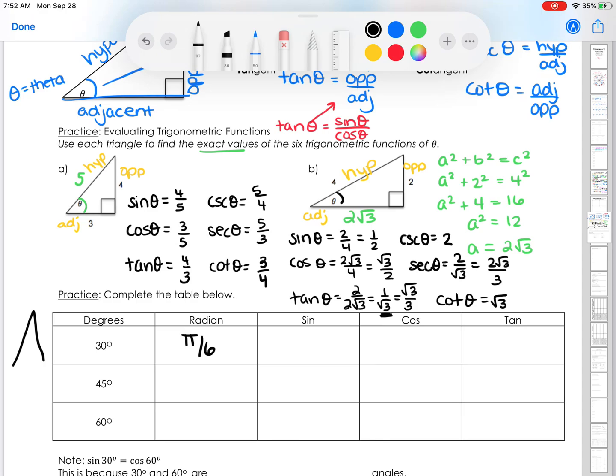Whoops, that's a terrible right triangle. Let's do a nicer right triangle. Okay. So I've got my 30 degrees up here. My 60 degrees is down here. And this would be my 1, my 2, and my root 3.